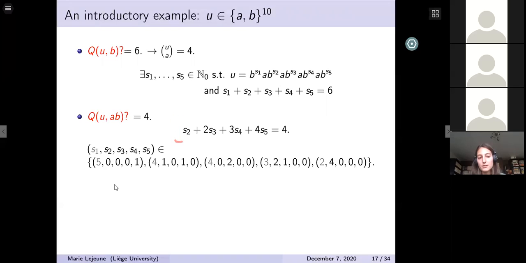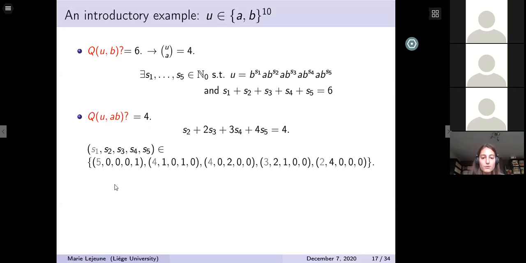So I'm going to write the following equation. I'm going to look back at this form of U, and I'm going to consider first these B's. These B's won't contribute for any occurrence of AB. These B's will contribute for one occurrence of AB because there was one A before. So I have S2. These B's will count for 2 occurrences of AB. There are 2 A's before. So 2S3. And so on, 3S4, 4S5. And this quantity equals the total number of AB's, which is 4.